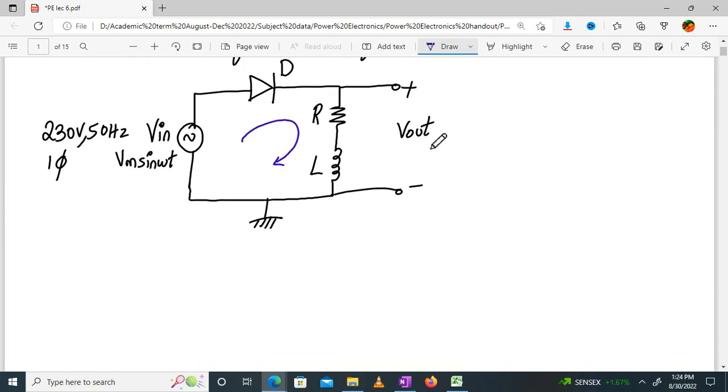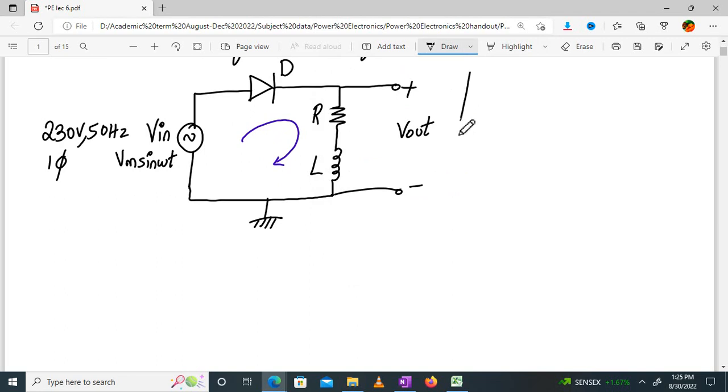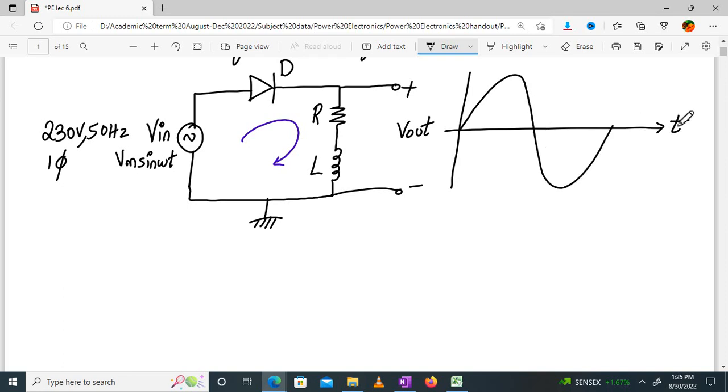So let me try to draw the input waveform first. Now I am drawing my input waveform over here. Only one cycle is enough for the time being. So this is my input.